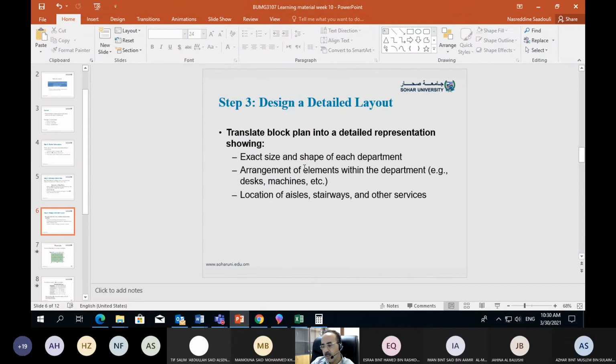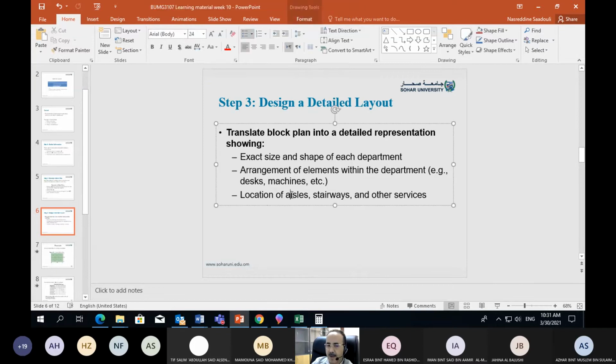And the third step is, once we choose a block plan, then we look at detailed design, meaning I would consider the exact size and shape of each department and then arrange the elements within the department, like the units, the desks, the machines, and so on and so forth, even decisions on the aisles and the stairways and everything that has to do with the space usage in the department or in the unit. That is the important part.